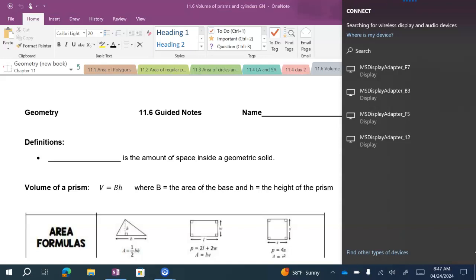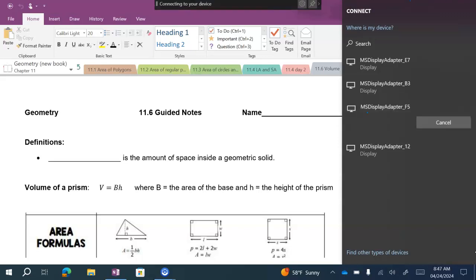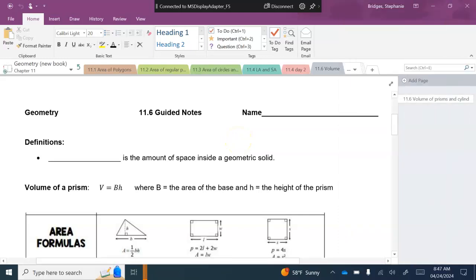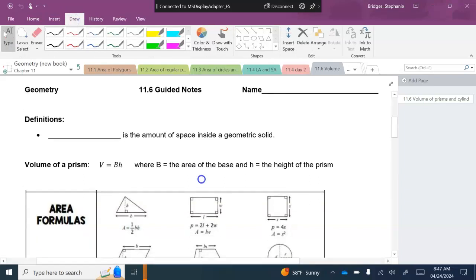So like inside of a can, inside of a cereal box, inside of a soda can, inside of a Pringles can, what fits inside of it. So that's what we're finding now, is how much we can fit rather than covering a shape. All right, so the first thing is the definition, and that is volume.